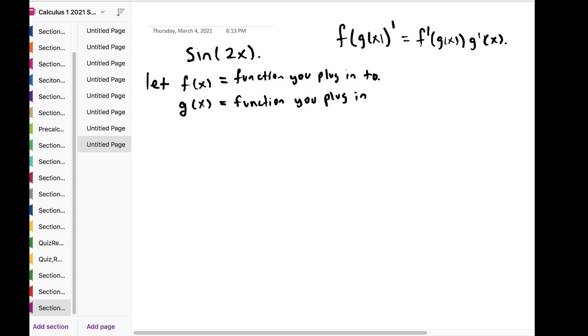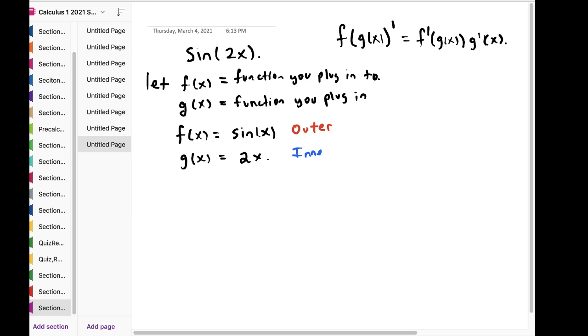So what are you plugging into f of x? You're plugging into sine. What do you plug in? You plug in 2x. Sometimes you might call f the outer function and g the inner function, because it's inside. But sometimes this terminology can be misleading based on how symbols are written.